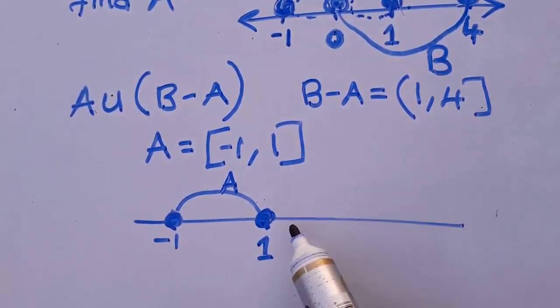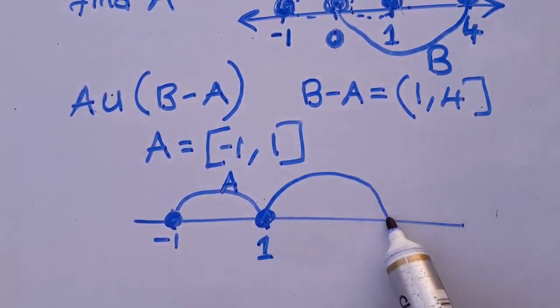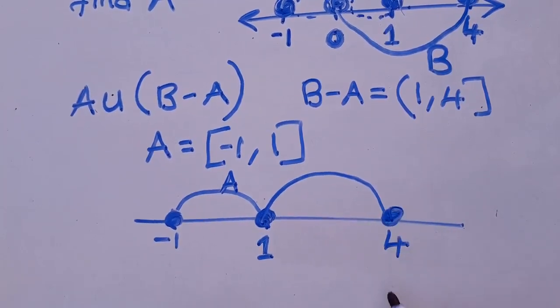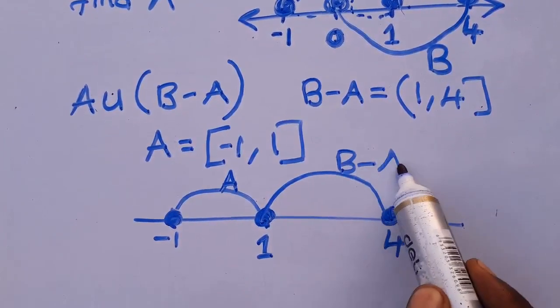Have you seen? From the same one here, the same one which is there, to 4. So 4, which is also included, you put your 4 there. So this is your B minus A, like that.